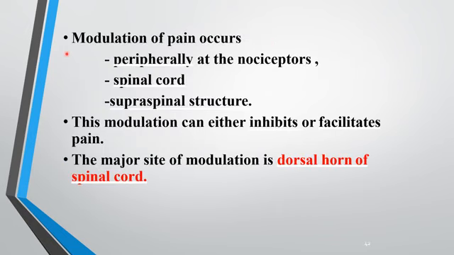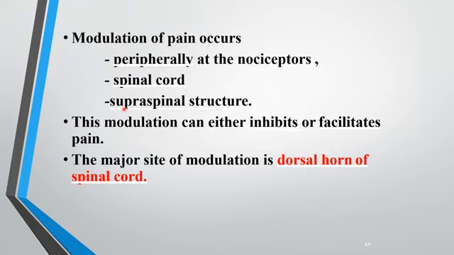Modulation of pain occurs at three sites: peripherally, in the spinal cord, and supraspinal. Peripherally is at the nociceptors, otherwise called free nerve endings, which are present in the superficial layers of the skin. And the spinal cord, as we all know, carries the ascending sensory tracts. They travel through the spinal cord. So at the spinal cord level the modulation of pain can take place, and above the level of spinal cord, that is the structures which are present above the spinal cord.